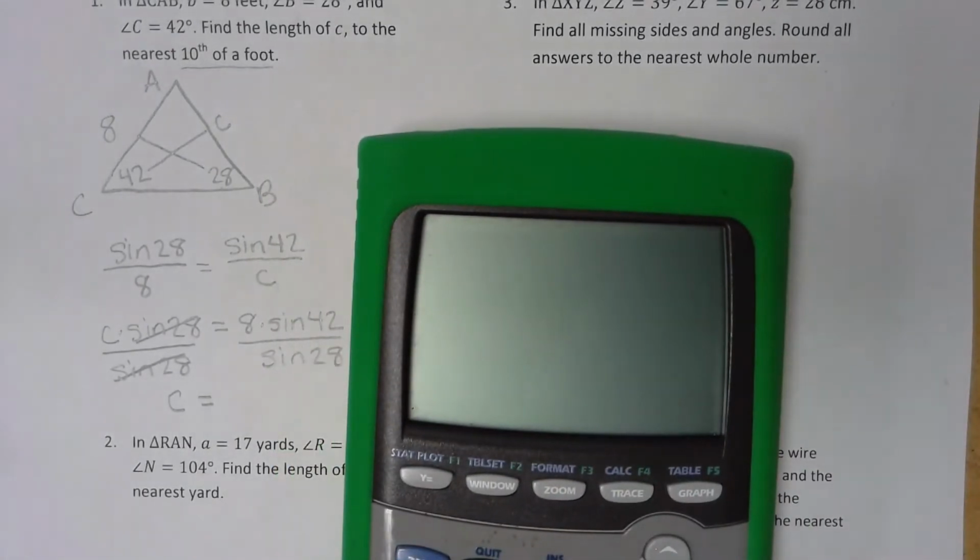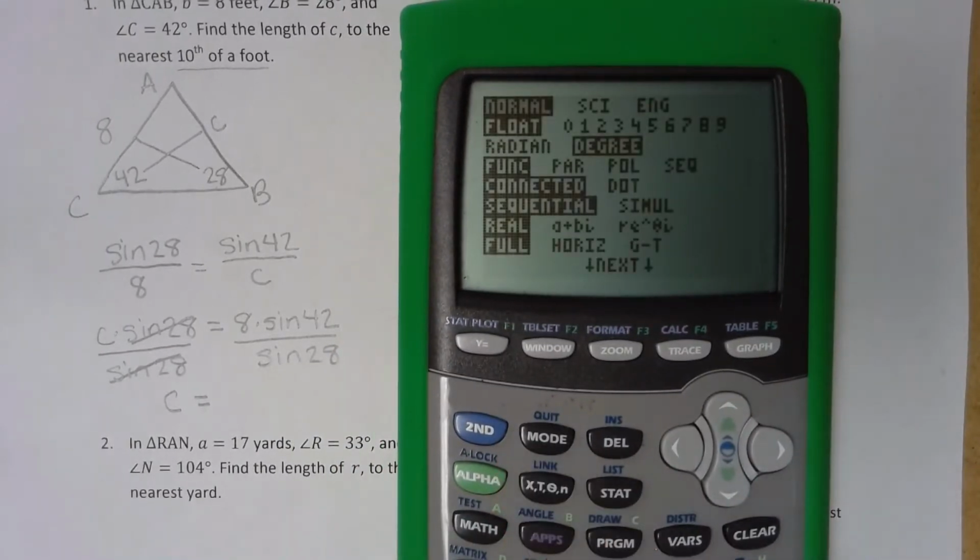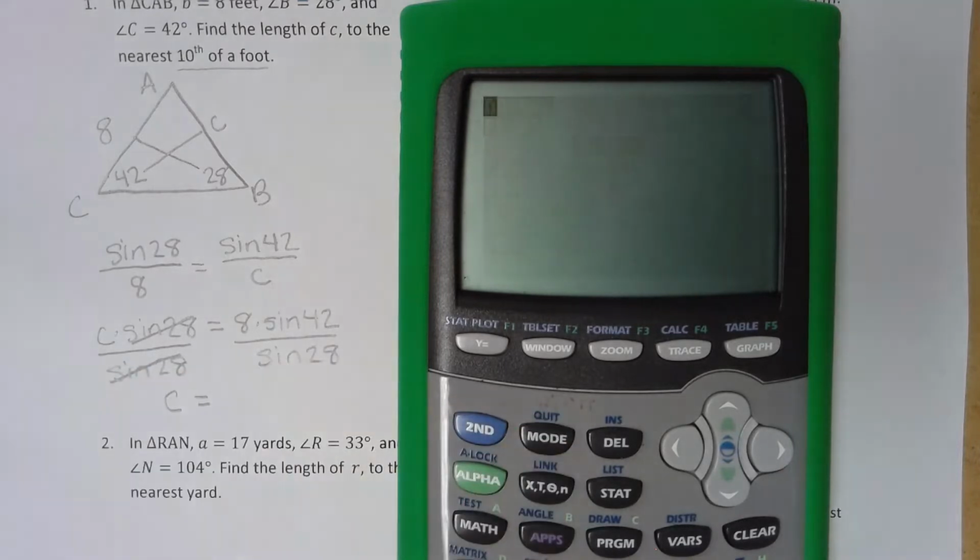In your calculator, the very first thing is to make sure it's in the correct mode. So hit the mode button and check that it is in degrees mode. You can arrow down and highlight degrees and press enter. You can quit out of that menu to do your calculations.